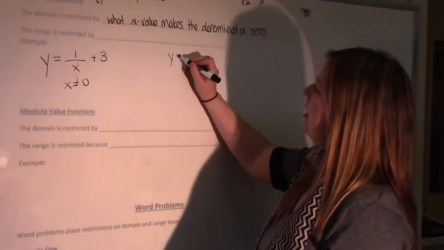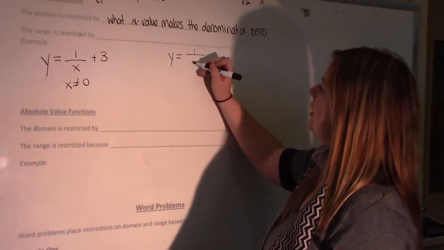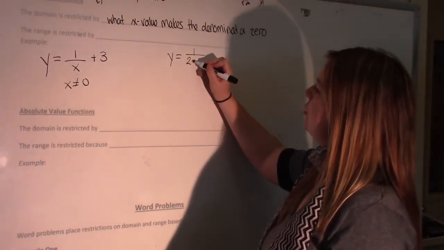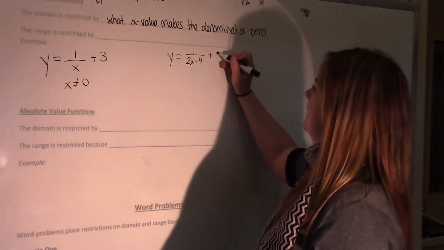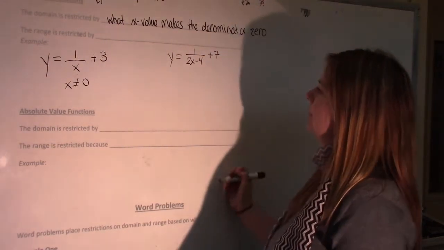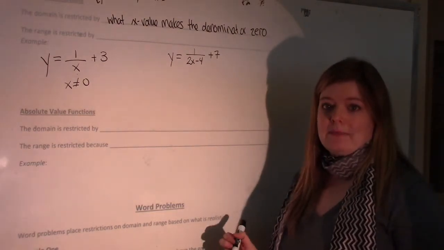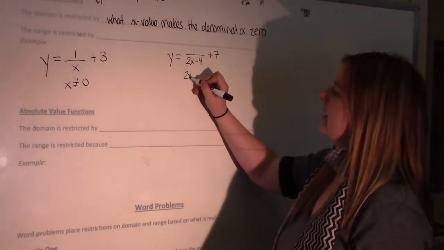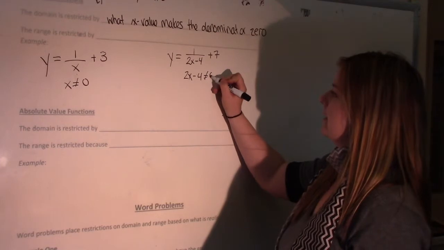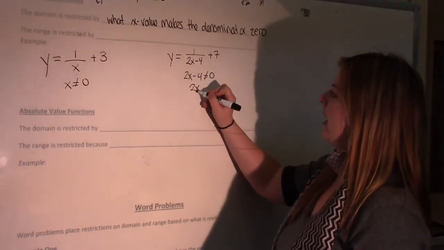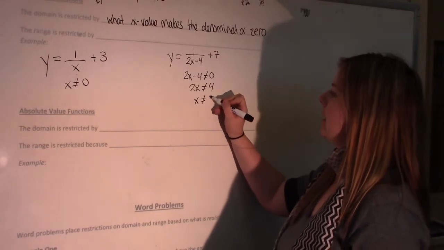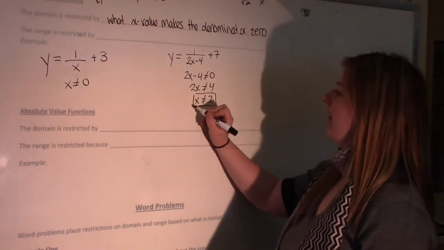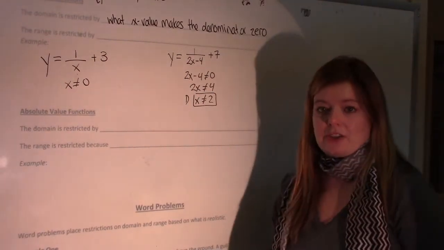And let's say you had y equals 1 over 2x minus 4 plus 7. Well, this denominator just can't be 0. So 2x minus 4 cannot be 0. So 2x cannot be 4. So x cannot be 2. That would be the domain of that function.